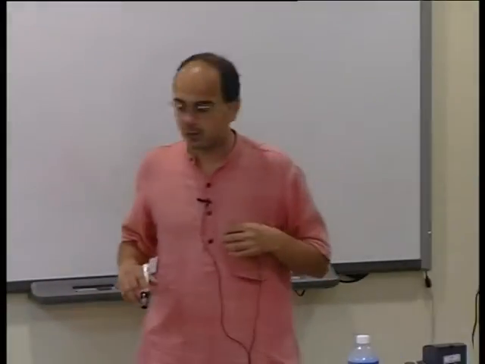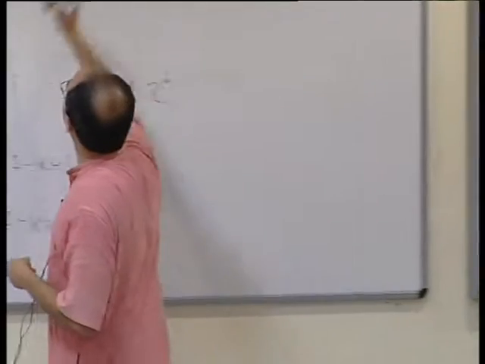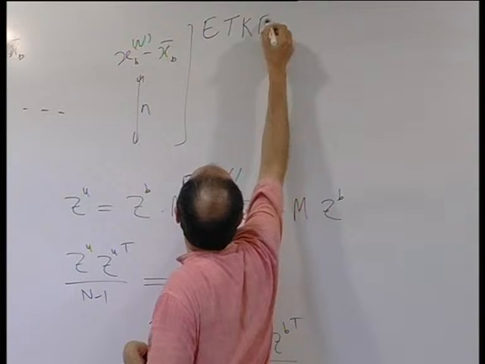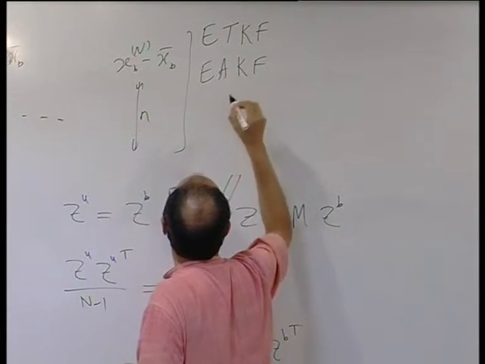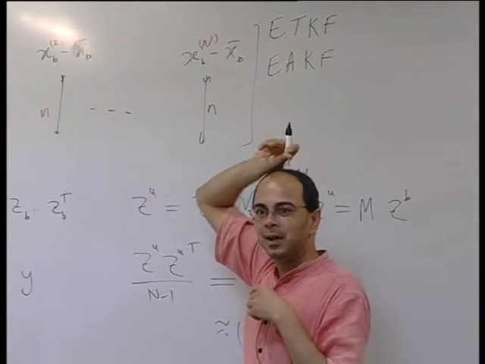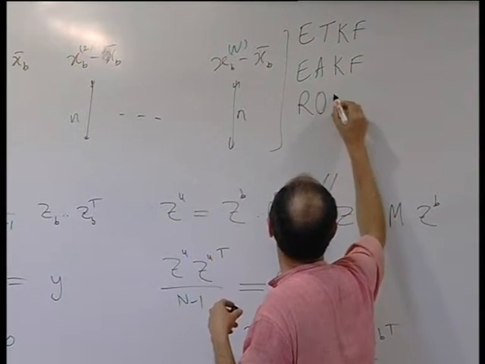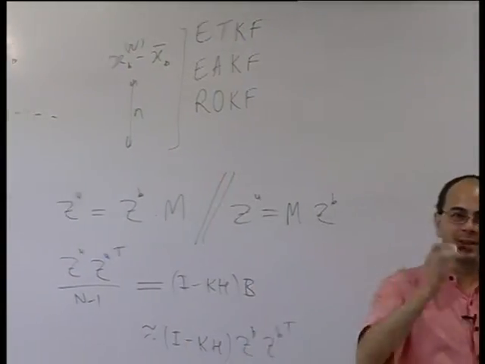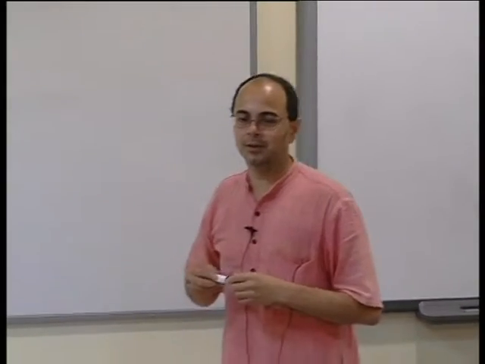They go by the names of ensemble transform Kalman filter, ensemble adjustment Kalman filter. There is something called the reduced order Kalman filter, which is in a way similar, slightly different, but I keep forgetting the whole name of it. But anyway, there is a whole bunch of these kinds of filters, right?